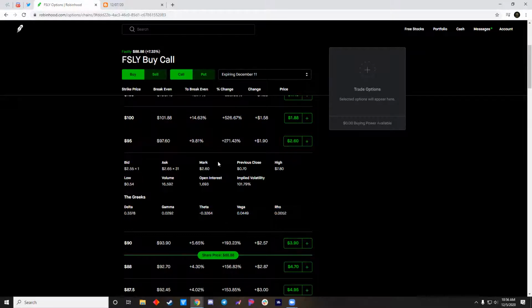So you don't want to actually hold this option, but you want to play that move, and it should definitely move well in your favor. 32 is for every dollar it doesn't move and it just sits there dormant. So definitely keep that in mind.